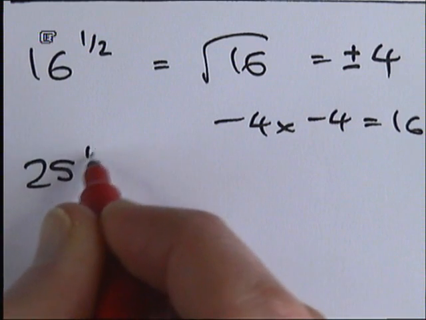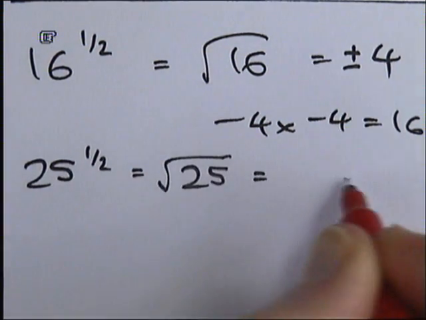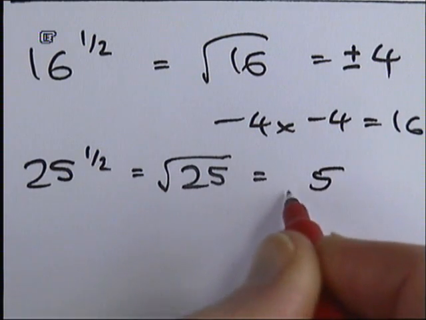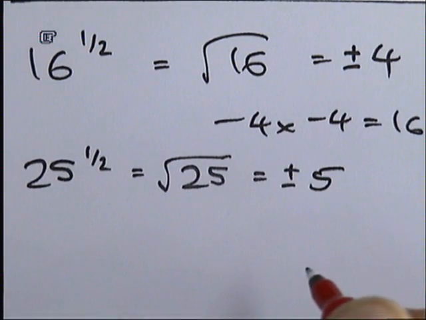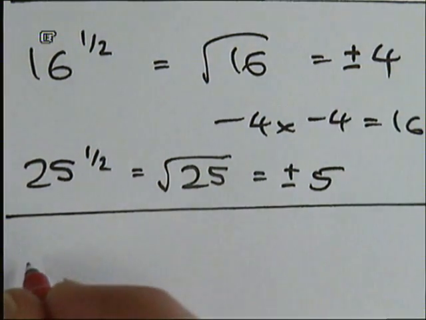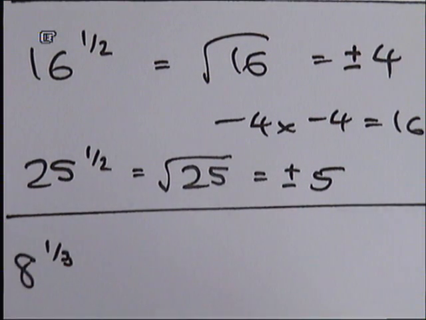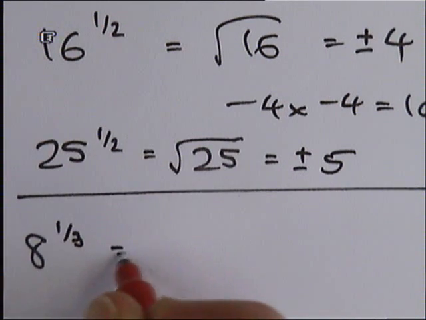So if you had 25 to the power of a half, that's the same as square root of 25, which is 5. But it could be plus 5 or minus 5. So the power of a half means a square root. If you had the power of a third, that means the same as cube root.